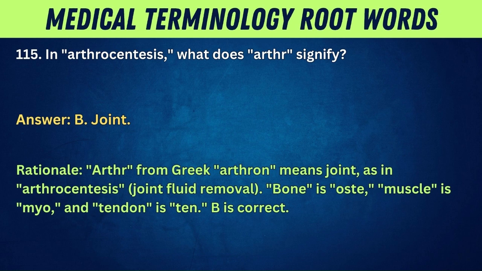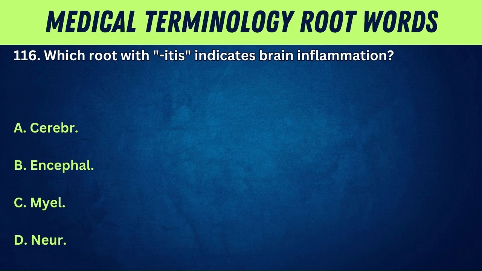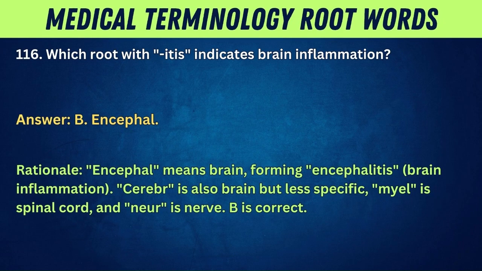B is correct. 116. Which root with itis indicates brain inflammation? A. Cerebr. B. Encephal. C. Myel. D. Neur. Answer: B. Encephal. Rationale: encephal means brain, forming encephalitis, brain inflammation. Cerebr is also brain but less specific. Myel is spinal cord, and neur is nerve.